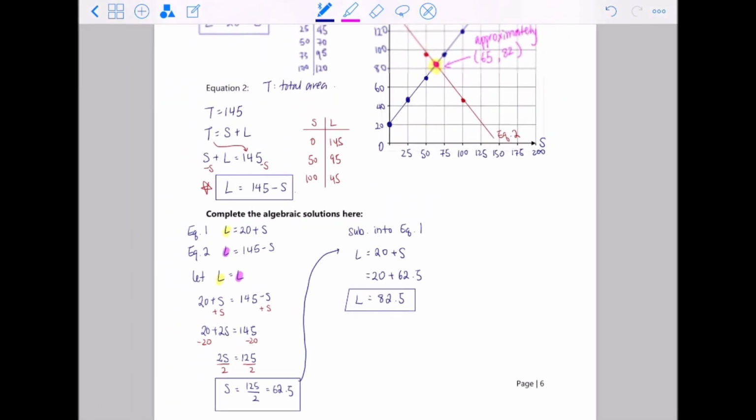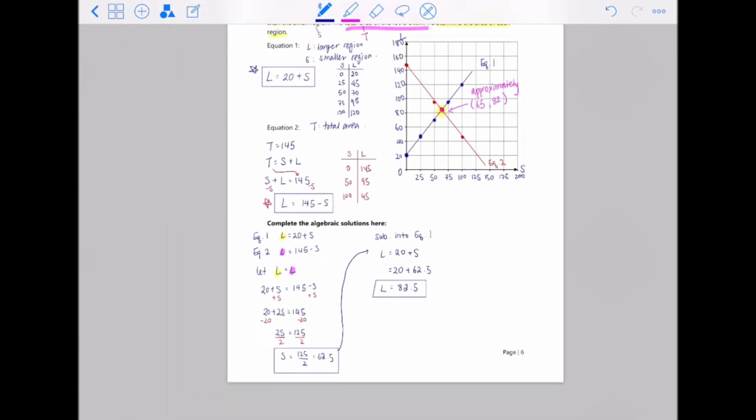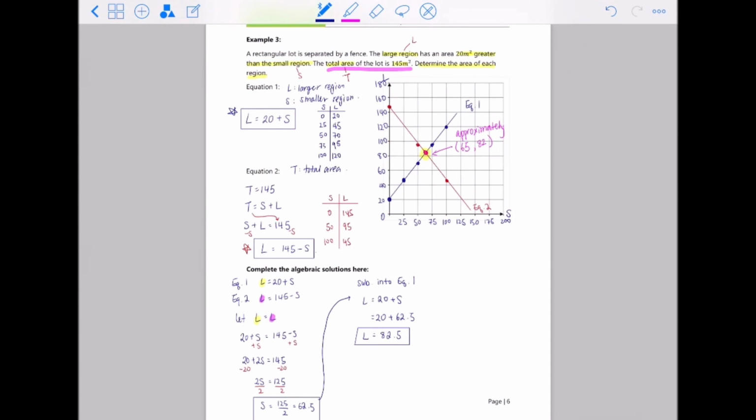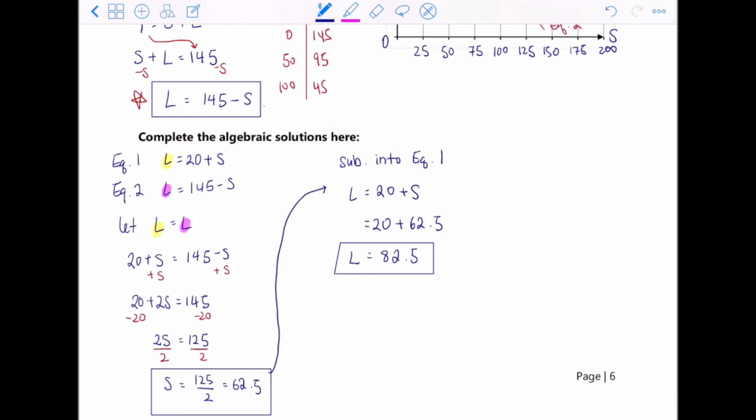And this time, you don't have to approximate it. So notice our approximation was 65 for the smaller region, but it was actually 62.5. And the larger region was 82, our approximated one, but then the actual was 82.5. What are the chances that we can guess the decimal places correctly, right? So this is why we should always verify using algebraic solution.